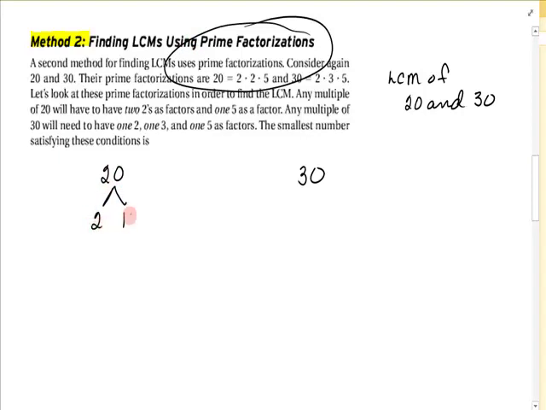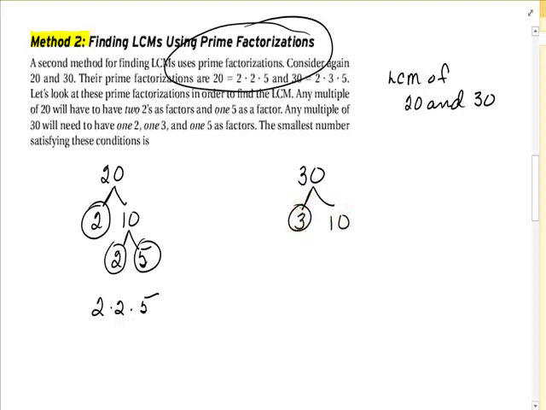I think I'll call that 2 times 10. That's a prime. Because remember, primes have no other factors other than themselves and 1. 10 is not prime, but I can factor it. It's 2 times 5, and those are primes. I have 2 times 2 times 5. Any common multiple of these two numbers must contain a 2, and a 5. Let's look at 30. I'll say it's 3 times 10. All right.